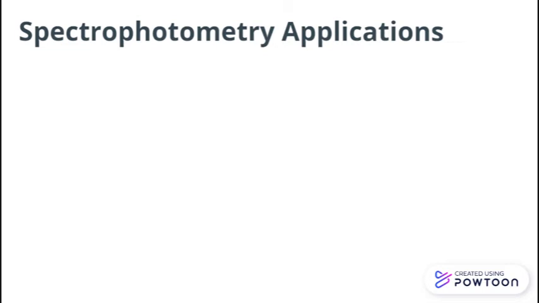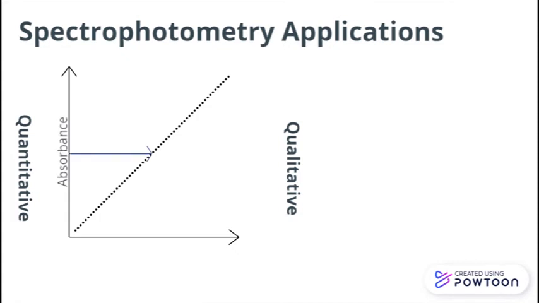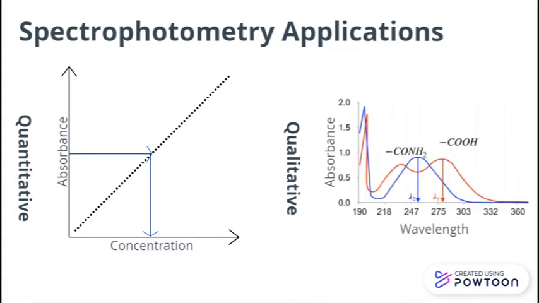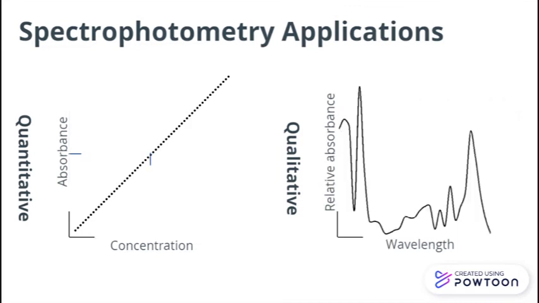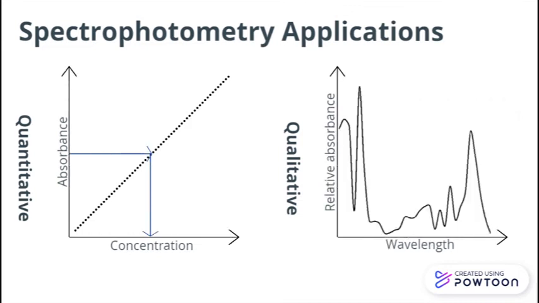This technique can have a wide variety of applications, ranging from quantitative to qualitative analysis. In quantitative analysis, we can determine the concentration of specific analytes in a sample given the absorbance at a certain wavelength. In qualitative analysis, we can use a full wavelength spectrum to figure out the nature of a component in the sample. This spectrum is used as a molecule's fingerprint.